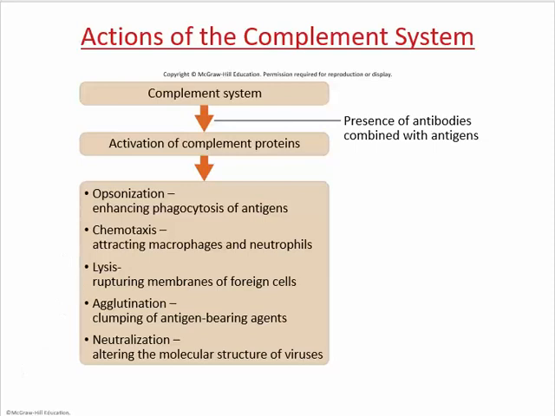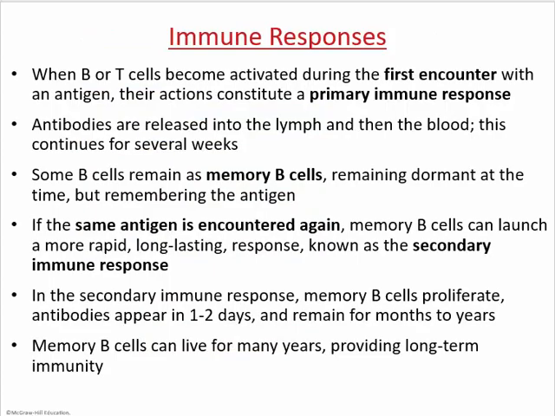So we've already talked about all the things that complement does. When you've never encountered this pathogen before, this antigen before, then it's called the primary immune response. It takes quite some time for all of these steps to be activated, all this proliferation, before you get enough antibodies that it actually neutralizes, precipitates, agglutinates, and activates the complement against that pathogen.